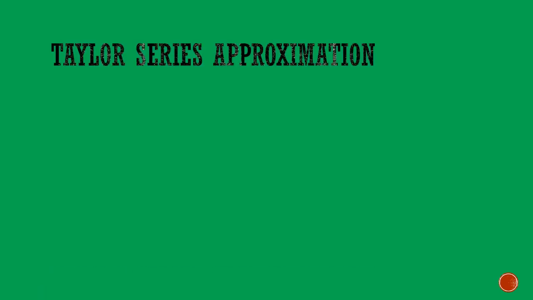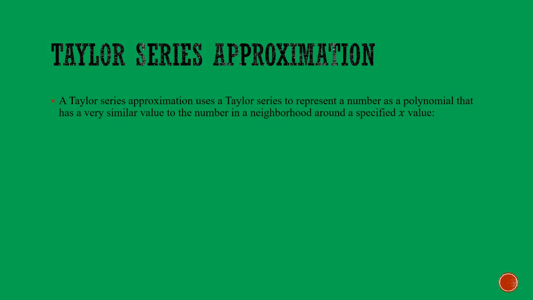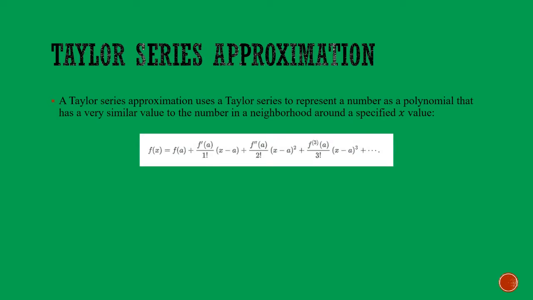Next, I'm going to talk about Taylor series approximation. A Taylor series approximation uses a Taylor series to represent a number as a polynomial that has a very similar value to the number in a neighborhood around a specified x value. The polynomial for the Taylor series approximation is f(x) equals f(a), the function of a, plus its first derivative over 1 factorial times (x minus a), plus the second derivative over 2 factorial times (x minus a) squared, plus the third derivative over 3 factorial times (x minus a) to the power of 3, and so on and so on.